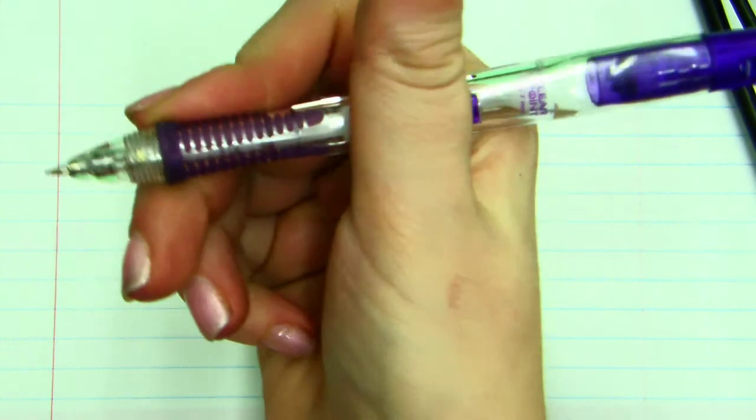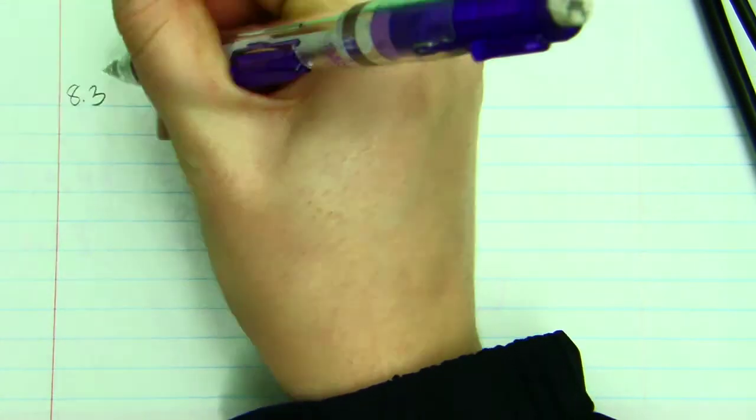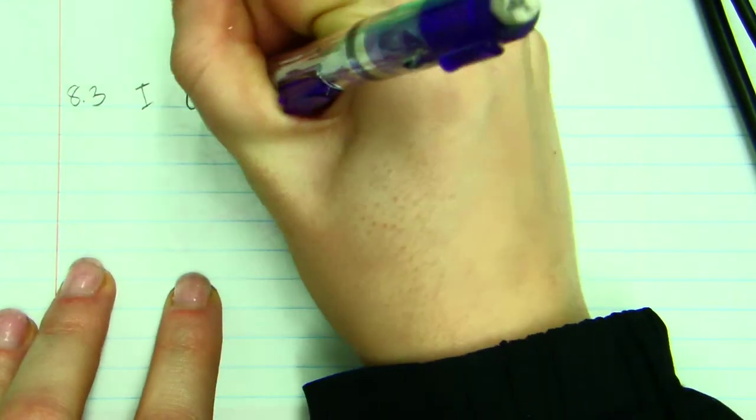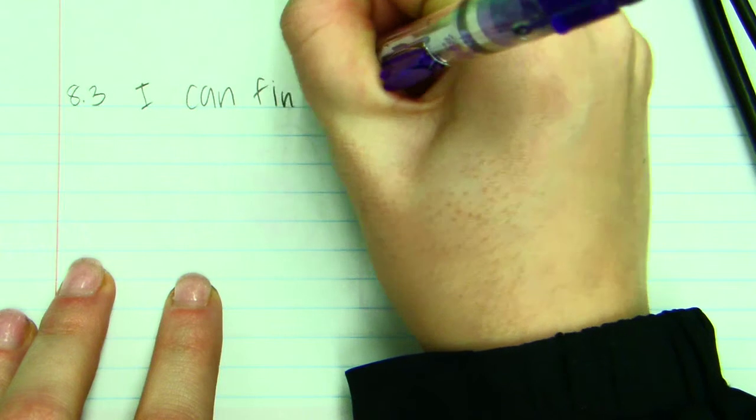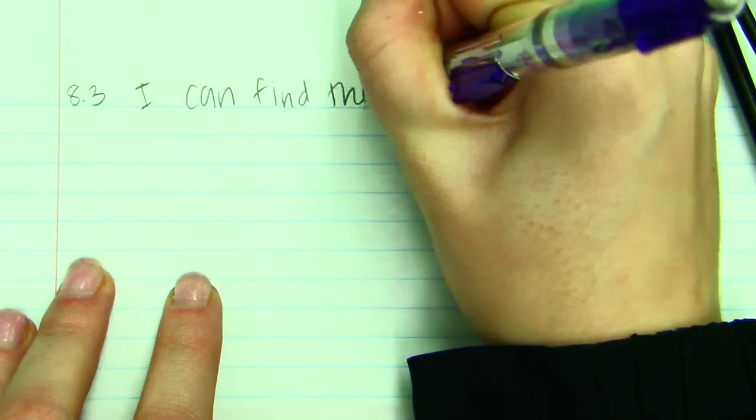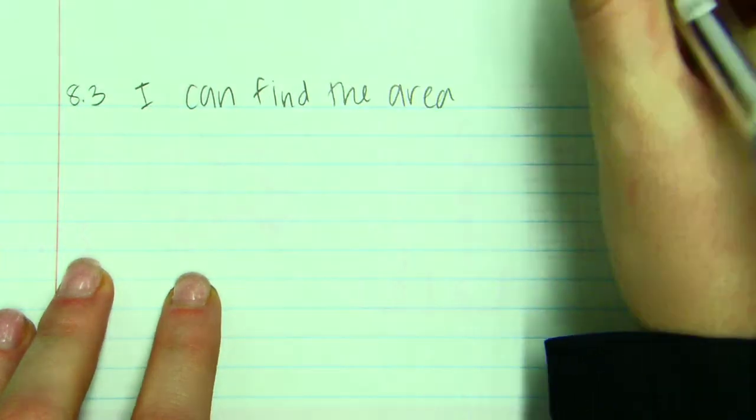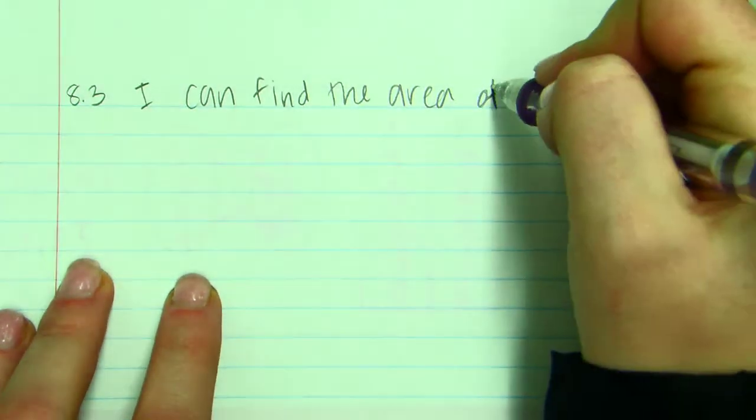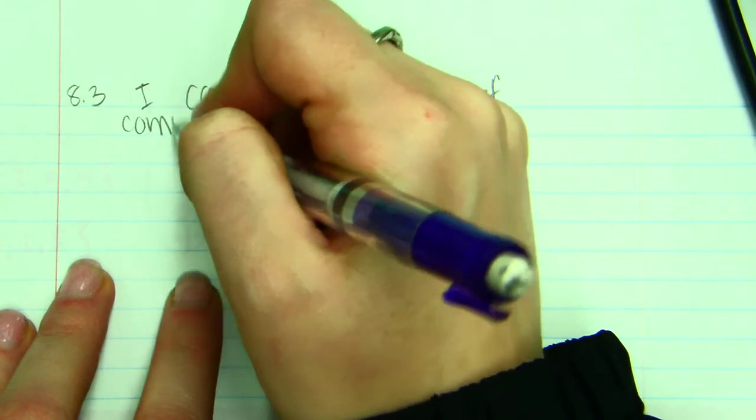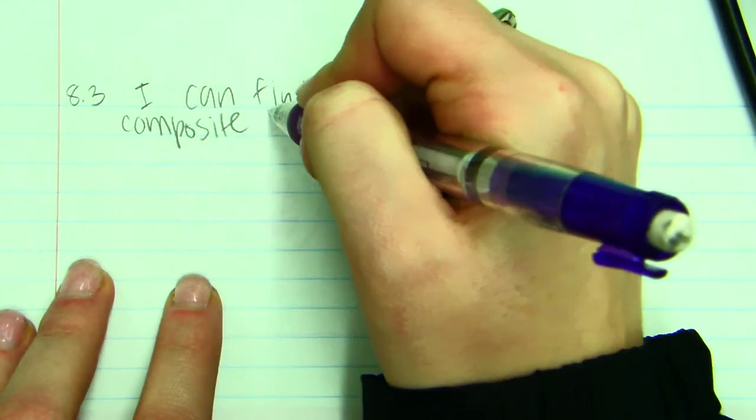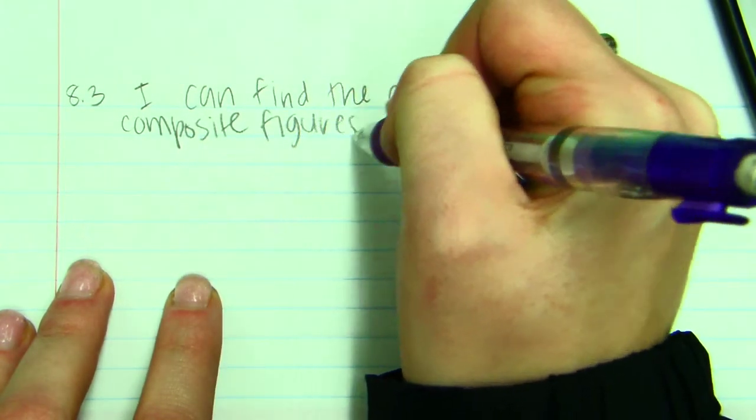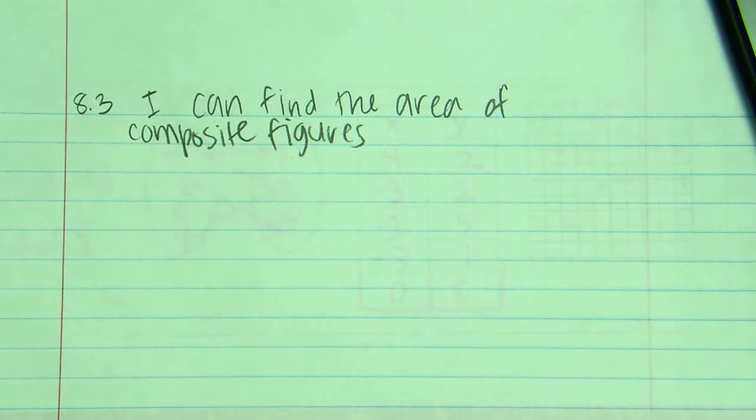Videos for section 8.3, and the objective is going to be I can find the area of composite figures. So composite figures are two or more shapes put together into the same shape.